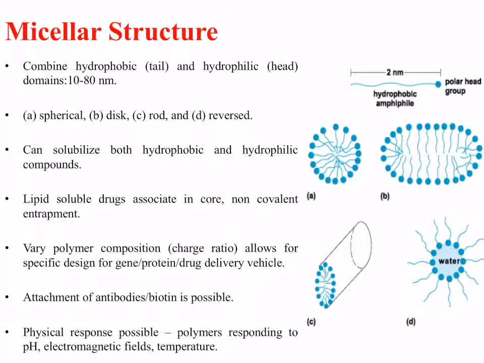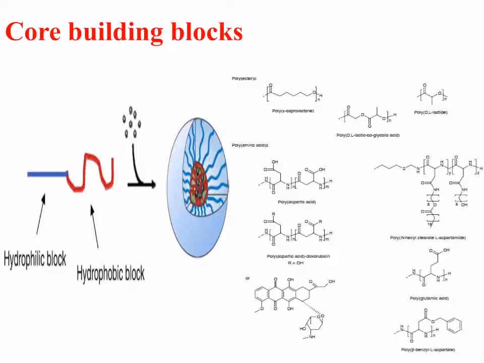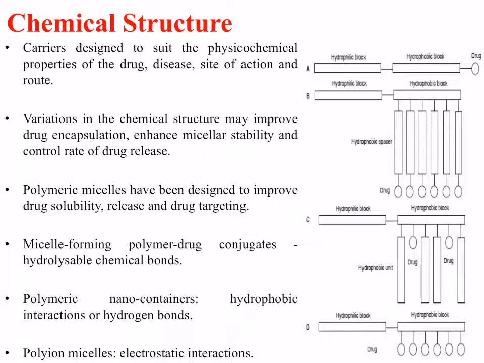With regards to their three-dimensional shape and what they look like, this is just showing you an example of such a three-dimensional shape, with the drug at the centre, the hydrophobic part, and then the hydrophilic tail as well. On the right-hand side you can see a number of different chemicals that are considered micelle-like and can be used to polymerize and combine with drugs. In terms of their ability to carry different molecules, these can be arranged slightly differently and can be designed to suit the physicochemical properties of the drug, the disease, the site of action, or the route.